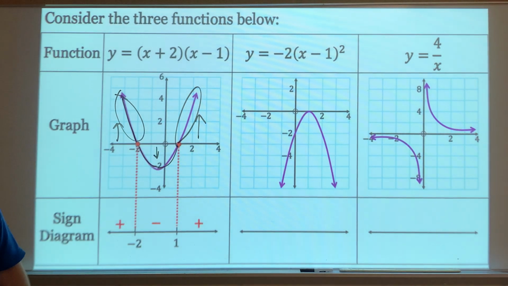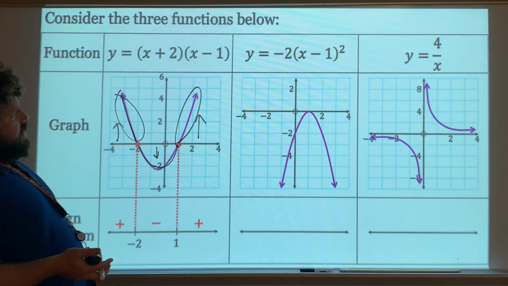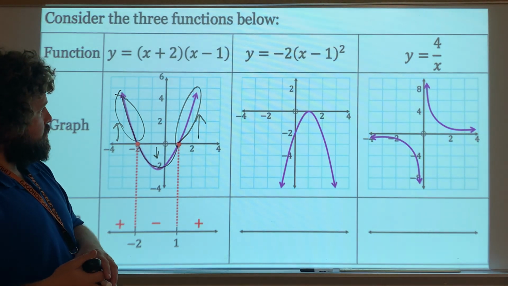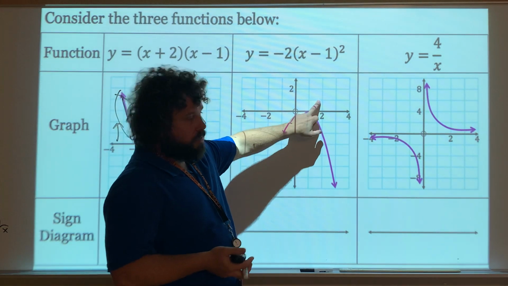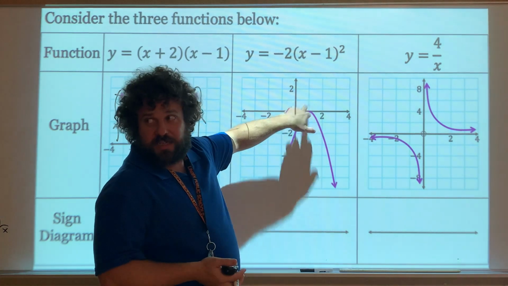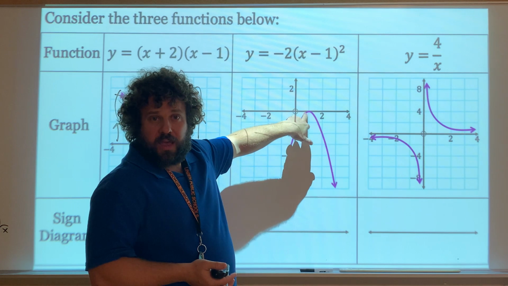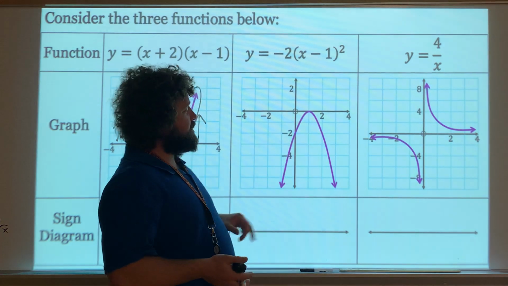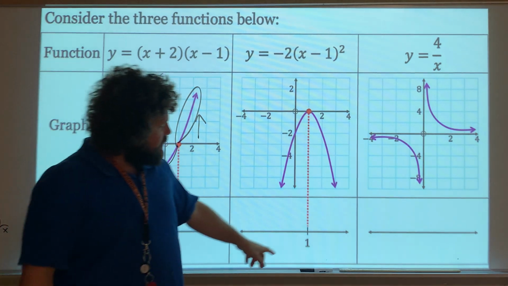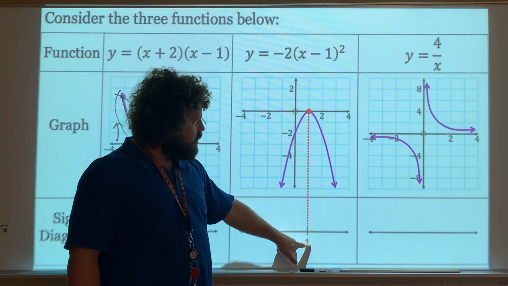Ready? Y equals -2, x minus 1 squared. So, notice this one does not go through the graph, but it does touch it. So just because it touches it, it still is an x-intercept. It still intercepts the x-axis. So that still is one of our points on the graph. So you would still have to represent it with whatever number this is, which is 1.